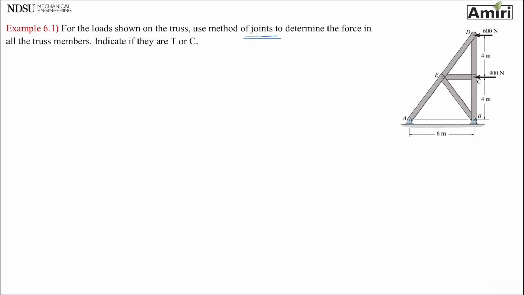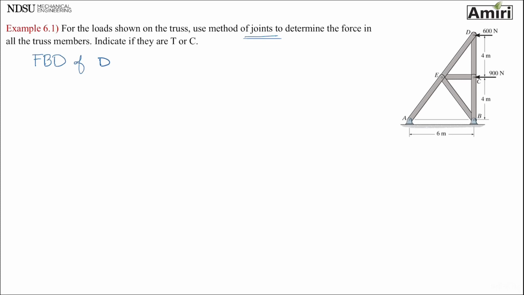Remember, method of joints, step one is draw free body diagram of a joint, and we usually start from a joint that has two unknowns, so we are able to do it. When you look at this truss, B has three unknowns, A has three unknowns, or B even has four unknowns. E has 1, 2, 3, 4 unknowns. C has 3 unknowns. D has 2 unknowns. So we start from free body diagram of joint D.